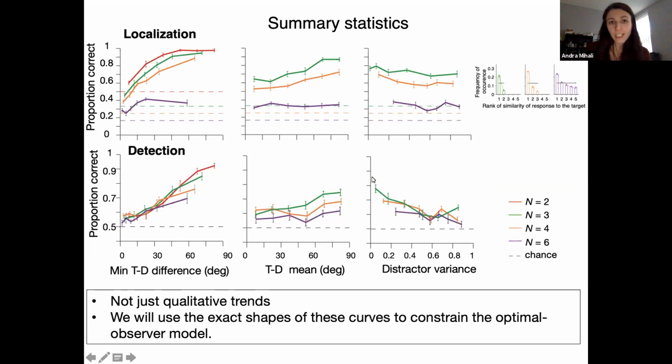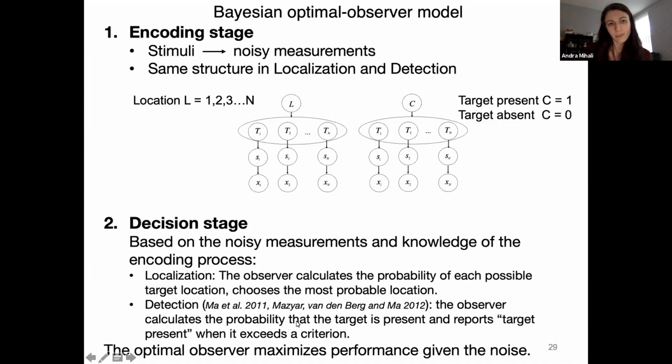As a recap, these are the summary statistics that we're attempting to account for with the optimal observer model. And these are not just qualitative trends. We will use the exact shapes of these curves to constrain the optimal observer model. So this Bayesian optimal observer model has the encoding stage and the decision stage, the two main stages, just as in SDT. Stimuli give rise to noisy measurements. So these are the stimuli and these are the noisy measurements.